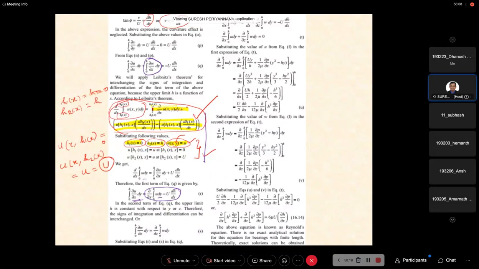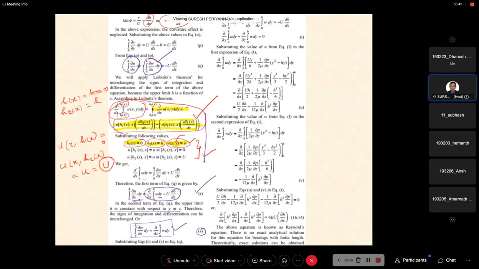Now, in the second term, the upper limit h is constant with respect to y or z. With respect to y or z, h is constant. Then the sign of integration and differentiation can be interchanged. Then we are able to find this second term of the equation. The integral 0 to h of dou w by dou z dy is nothing but dou by dou z of the integral 0 to h of w dy. This value we know, from equation R.